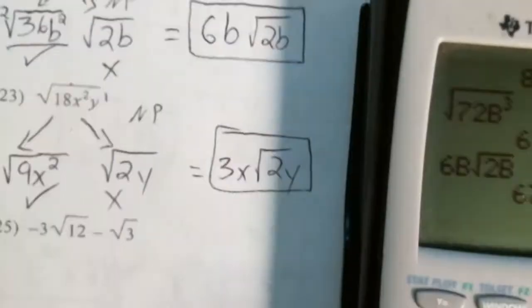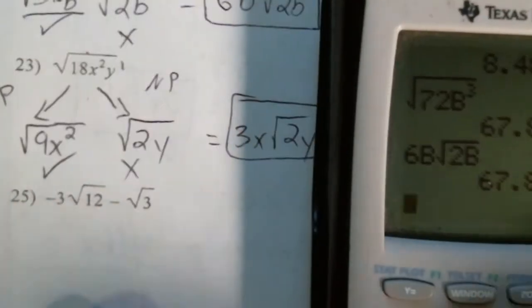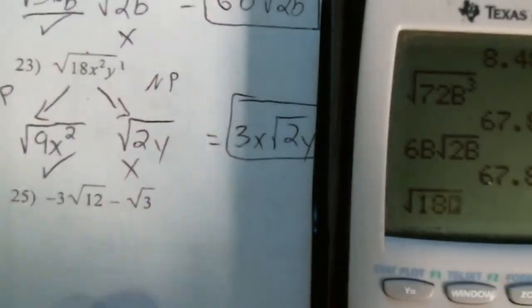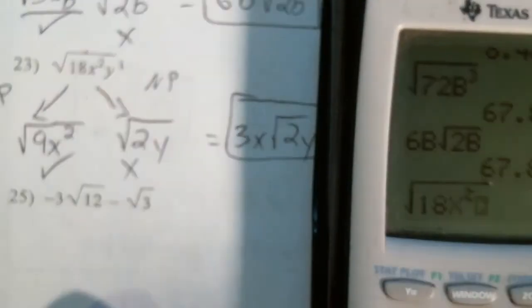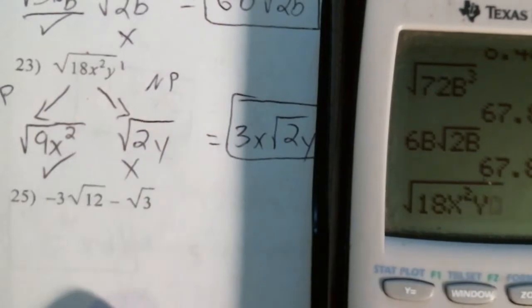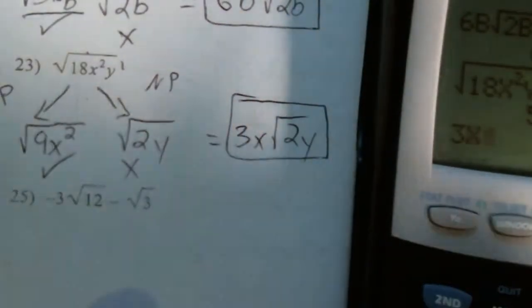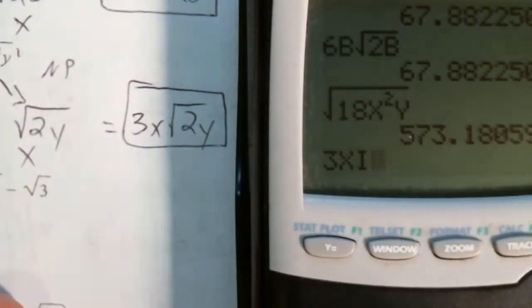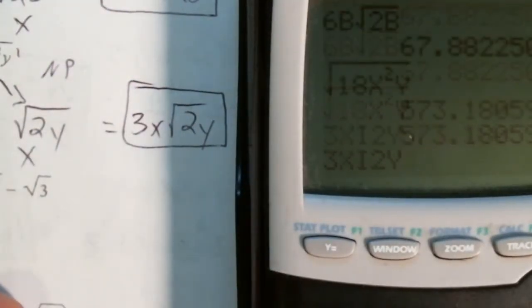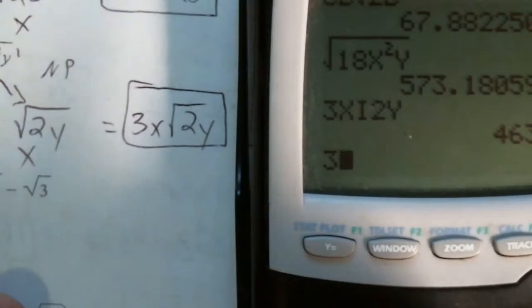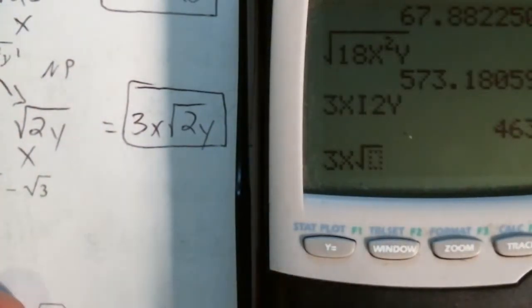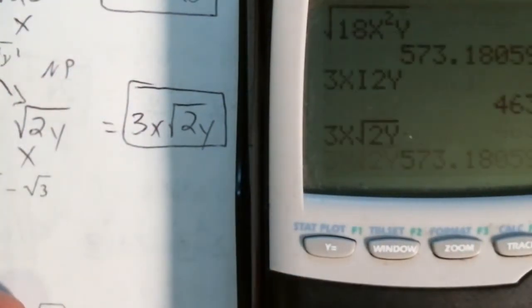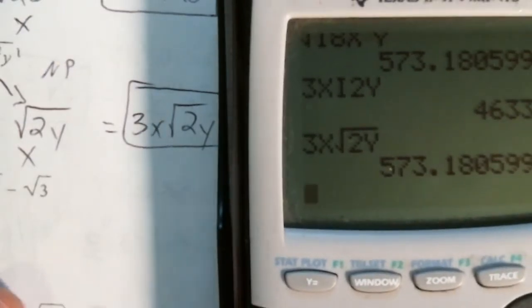Okay, check. Square root of 18 x squared y, and 3x, can you see that? 3x square root of 2y. Whoa, I didn't type that in right. 3x square root of 2y. Thank you. And we do get the same two numbers.